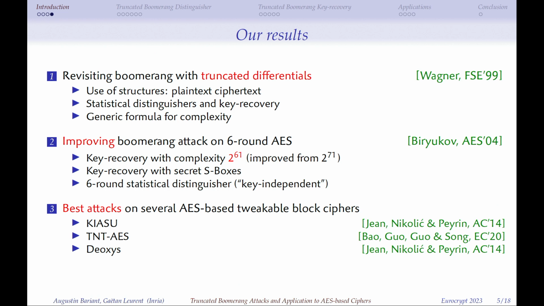And the goal is to obtain generic formulas, and then when we have a nice formula, we can apply it to many different attacks. And we're going to revisit a previous attack on 6-round AES, and we will improve the complexity from 2 to the 71 to 2 to the 61. And we can also apply our framework to various constructions, Kiazu, TNT, and Deoxys, and we're going to obtain the best attacks on those ciphers.